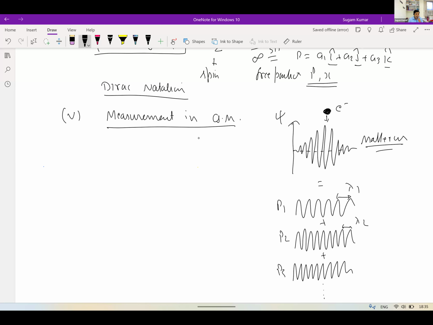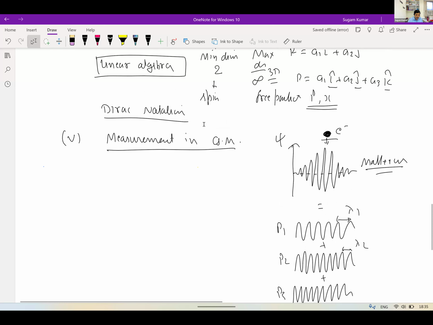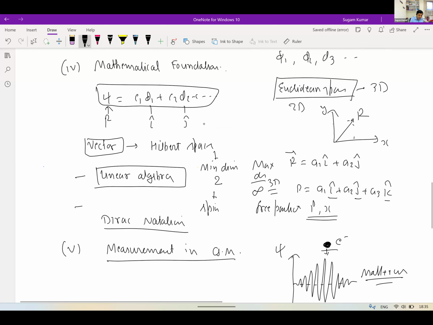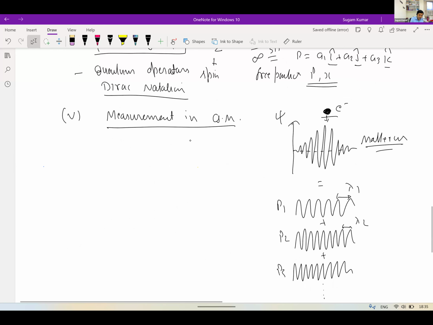Now, when you measure the momentum or position of this electron, in quantum mechanics we will see that we have corresponding operators. I will also talk about the operators when I am discussing here. So we will talk about those quantum operators and observables. Let us say you apply the momentum operator on this wave function.